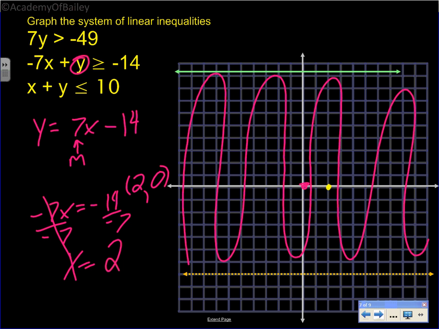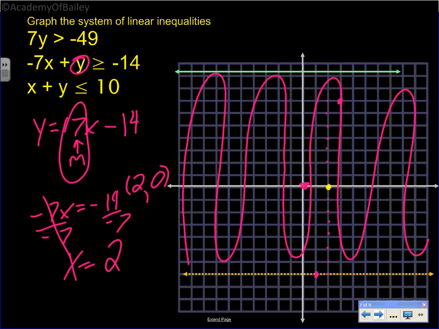And now that's the x-intercept. Now we can find the next point by using the slope of 7. Remember, 7 is a fraction of 7 over 1. So that means we go up 7 and to the right 1. 1, 2, 3, 4, 5, 6, 7, to the right 1. And we could have also gone down 7. 1, 2, 3, 4, 5, 6, 7, and to the left 1.